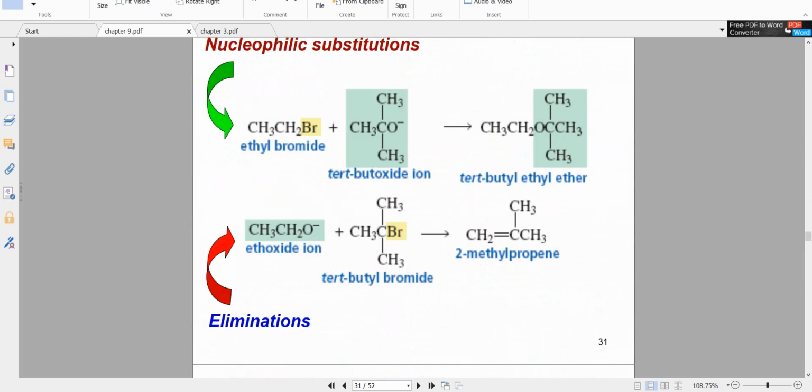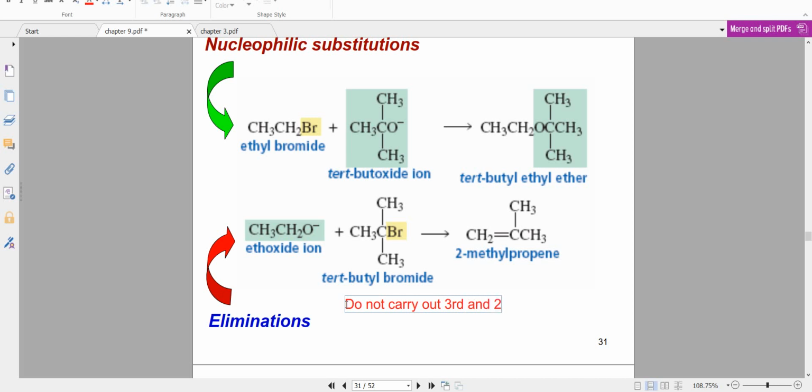Do not carry out the reaction of tertiary and secondary alkyl halides. I say again, do not carry out the Williamson ether synthesis of tertiary or secondary, because we might have elimination reaction. We have many products from the elimination reaction. So the Williamson ether synthesis is useful for primary alkyl halides, not secondary, not tertiary.